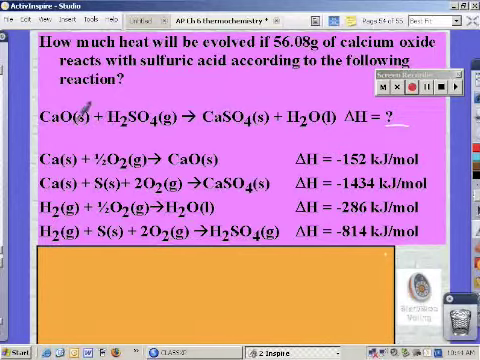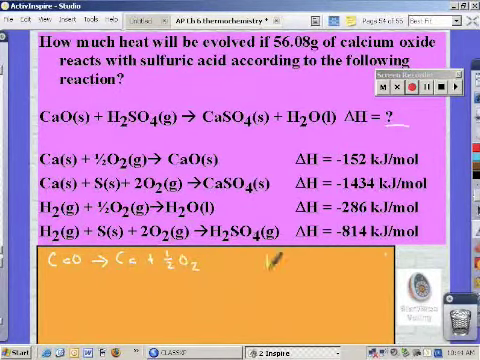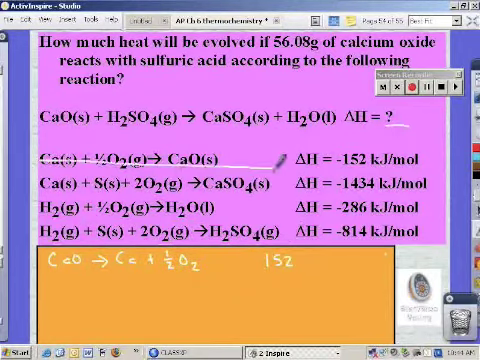So we're looking for delta H first off. We notice that calcium oxide is a reactant. We have it as a product down here. So we're going to need to reverse that reaction. Remember, when we reverse the reaction, delta H gets reversed as well. Cross out, make sure we don't get confused later.